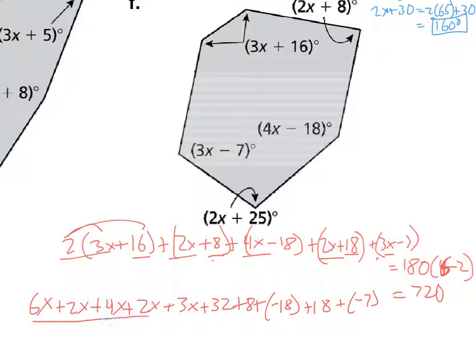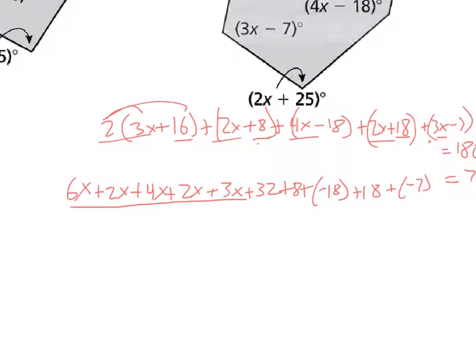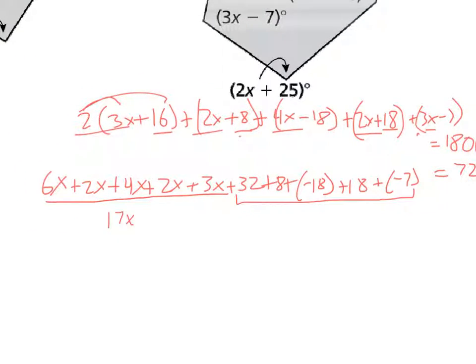Okay, all the x's will come out to be 17x, and these two 18s are going to cancel each other out. We've got 32 plus 8, that's 40, minus 7 is 33. And we have the 720 from over here. Okay, so now we can solve it. Take off the constants from both sides.